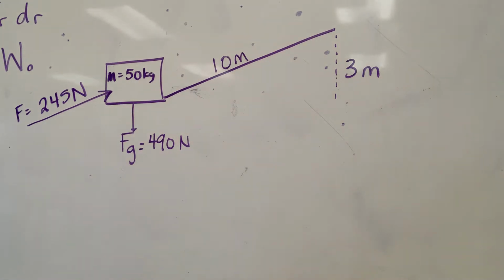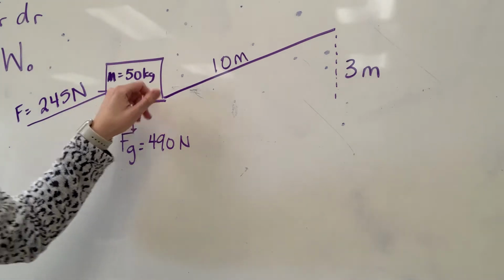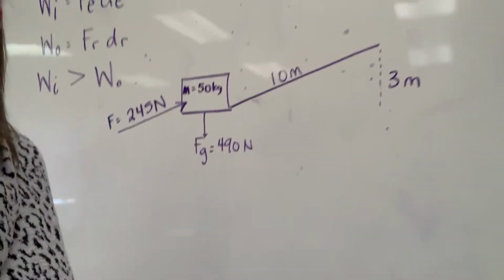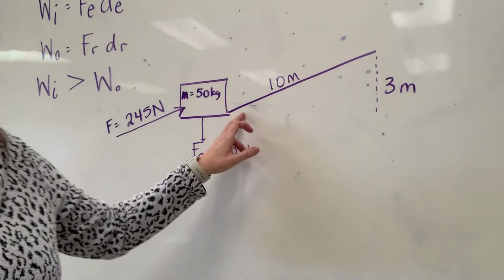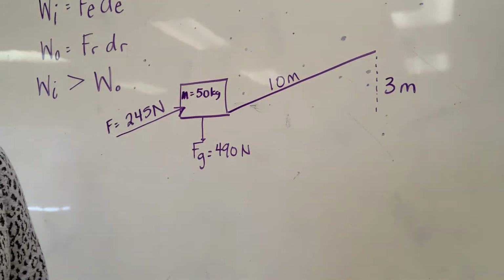Okay, so here we are in this situation. I have this 50 kilogram box. I want to get the box 3 meters off the ground. Obviously I can pick the box up if I wanted to, but I don't want to do that. I want to use an incline plane. The incline plane's 10 meters long, and I'm going to push with a force of 245 newtons, okay?